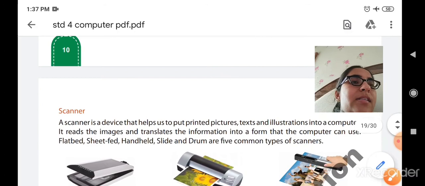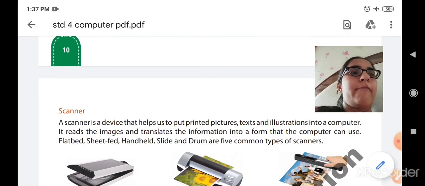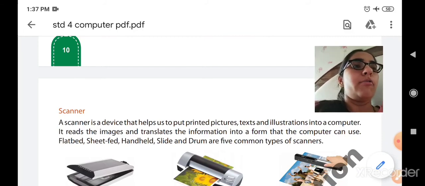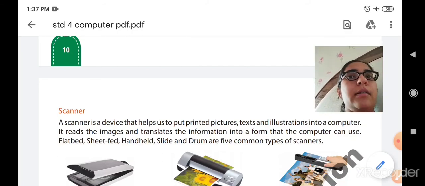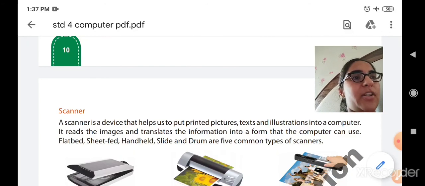Why are these scanners used? In short, if you have a photograph or a picture in your hand, it means you have a hard copy, and you want it in computerized form, that is, in soft copy, then you use these devices. This device will convert the picture into digital form. Digital form means you can get your images in a computerized form. For getting it into computerized form, a scanner is required.